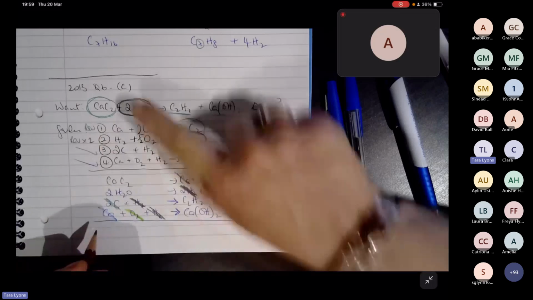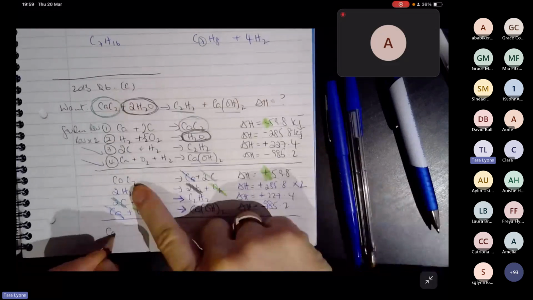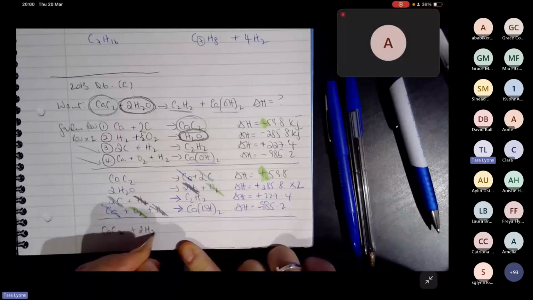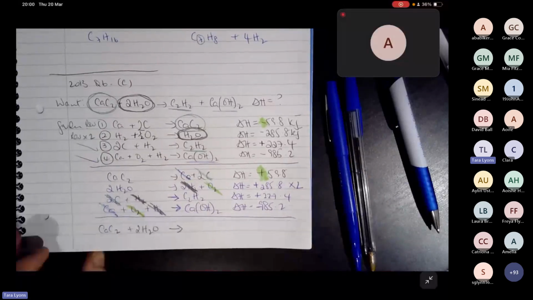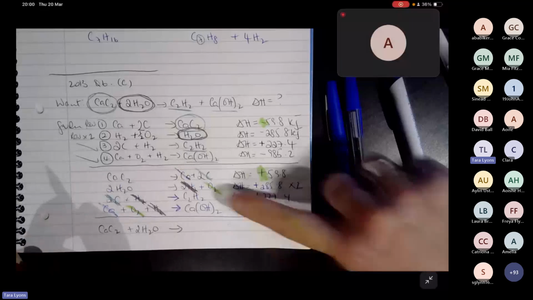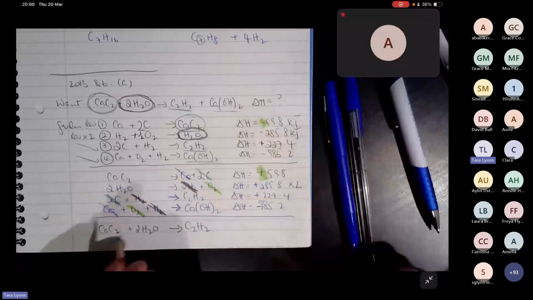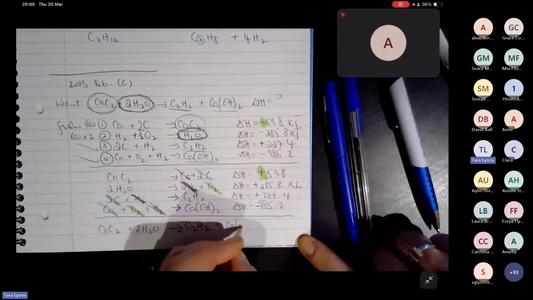So I wanted a CaC2, I have one CaC2. I wanted 2 H2Os, I have those on the left-hand side. Nothing else on the left-hand side, so arrow. I wanted a C2H2, there it is on the right-hand side. And I wanted a calcium hydroxide on the right-hand side.